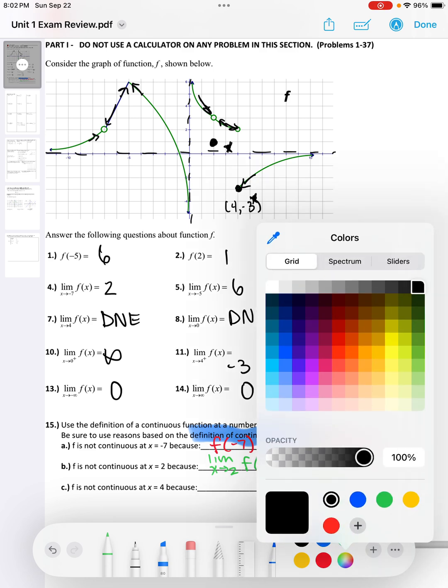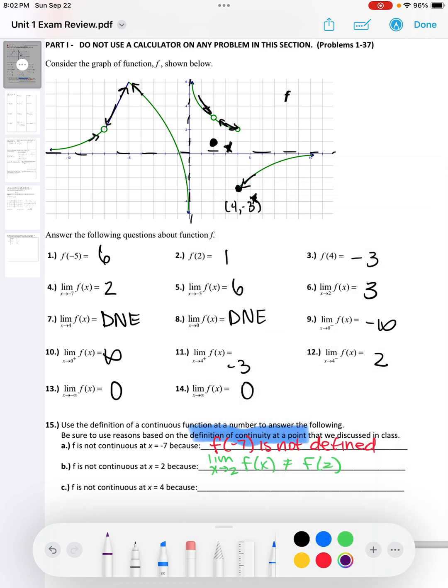And then finally, our last one, talking about f of 4. f of 4 doesn't happen because the limit does not exist. The left and the right-handed limits are not the same. So the limit as x approaches 4 of f of x does not exist.